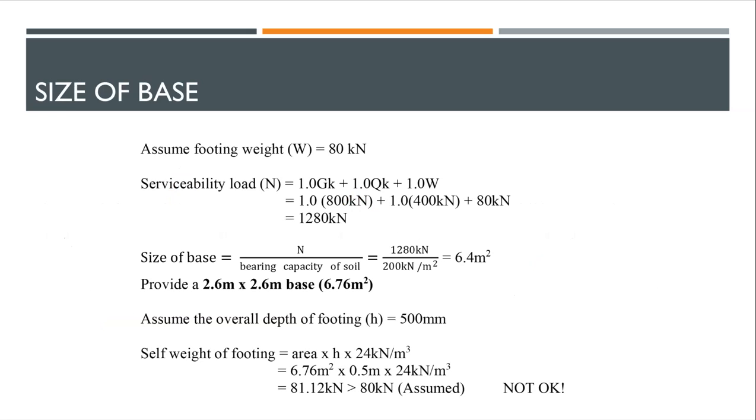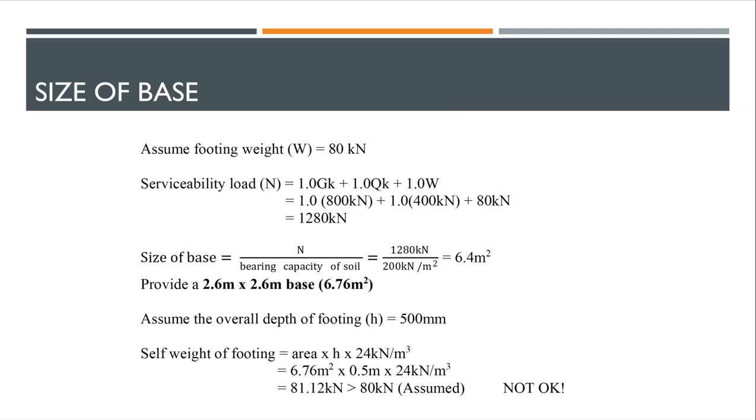So first, we need to assume the footing weight. Macam like example number 1, the assumption is given. Okay, a few assumptions were given, then you just use whatever based on the assumption. But if it's not given, you can assume lah. So here I assume the footing weight W is 80 kilonewton. Your assumption actually can go up until 100 kilonewton, 120, 130 kilonewton, up to you. But here I just assume the lowest.